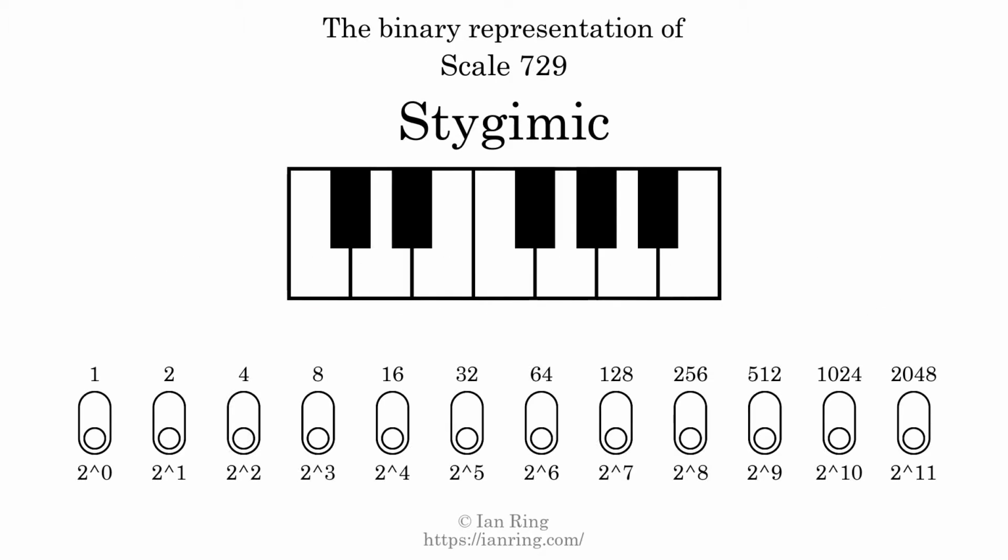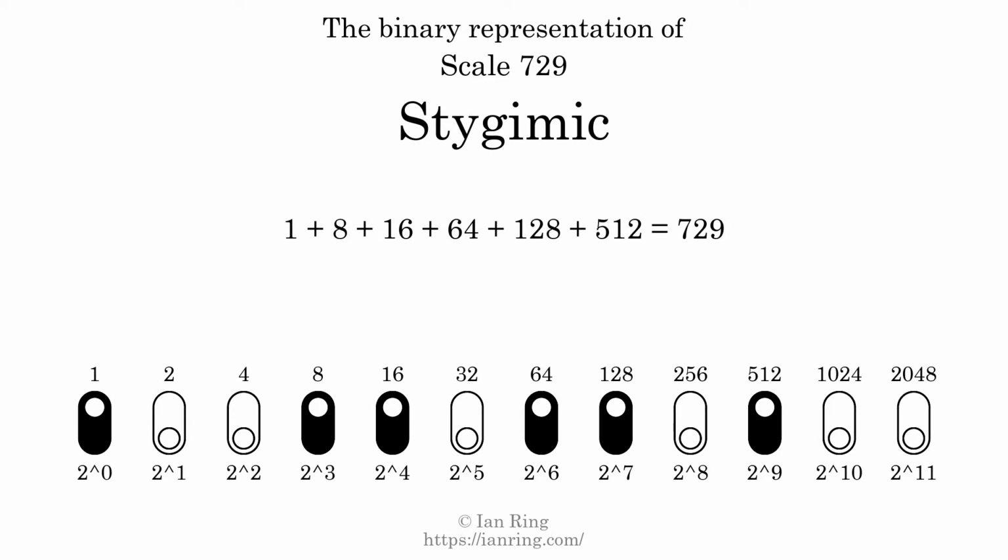The binary representation of this scale is determined by mapping tones of the scale to binary digits. Each binary digit represents a power of 2. To get the scale number, we add the powers of 2 together. The powers of 2 that are present in the scale, all added together, equals 729. That is why the scale number, in decimal, is 729.